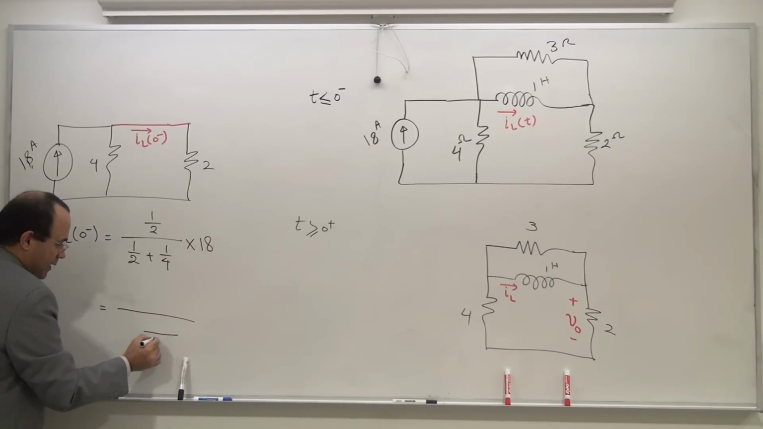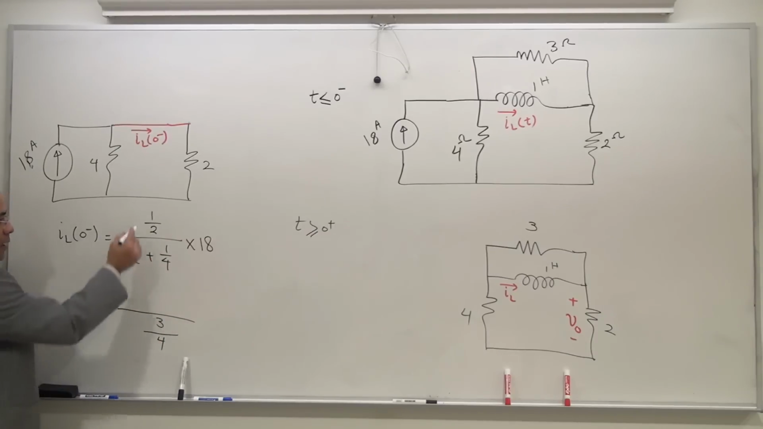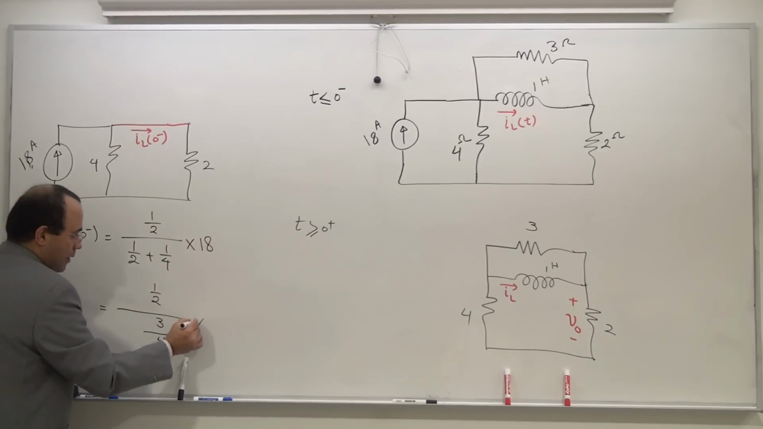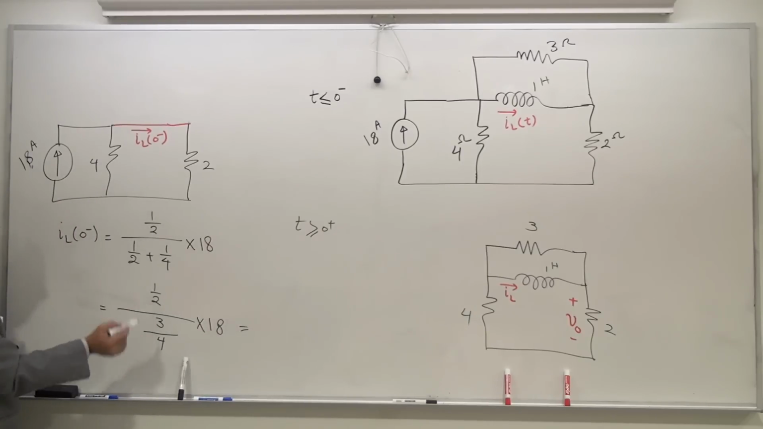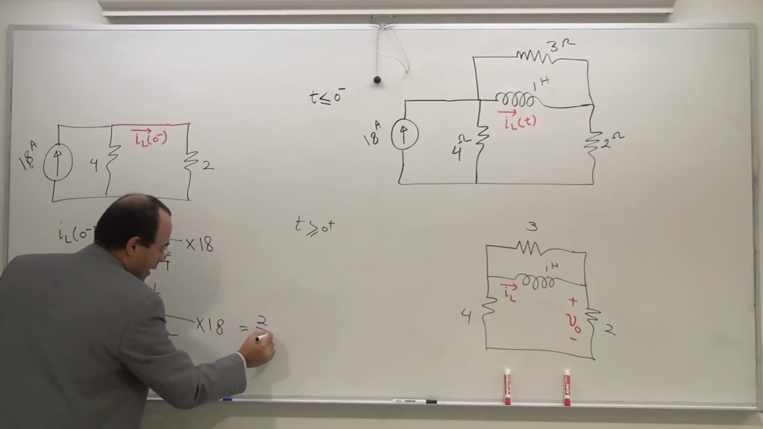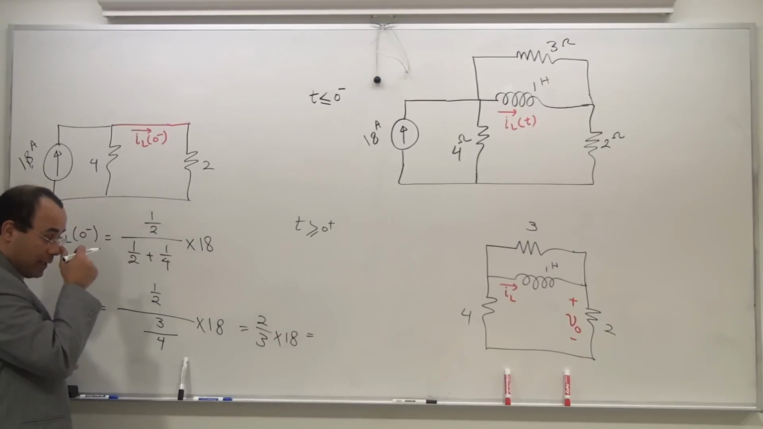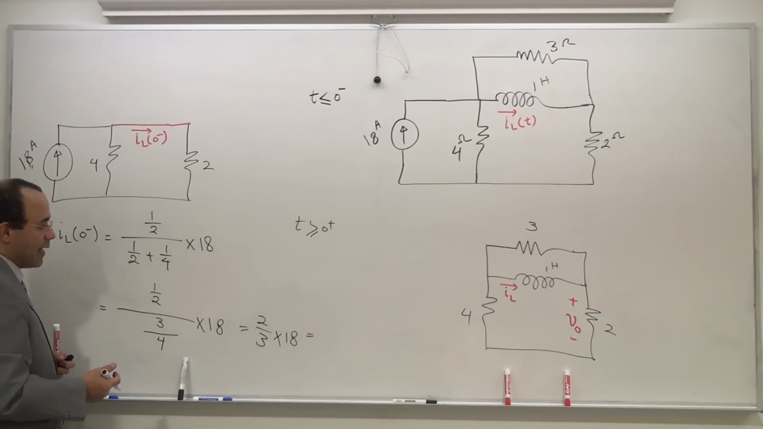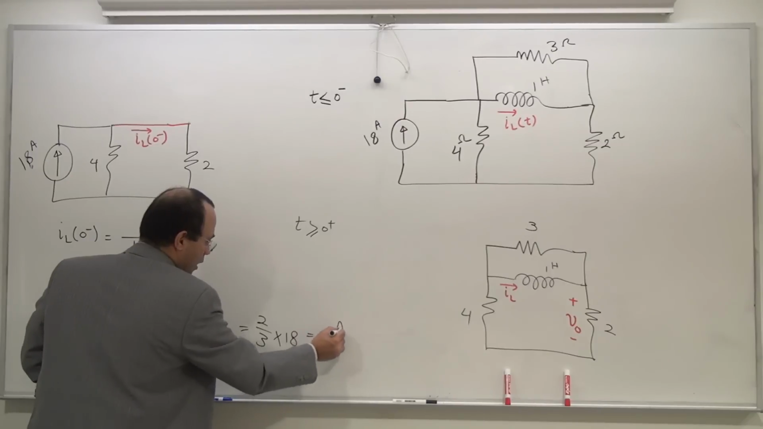And let's take the common denominator 4. 2 plus 1, that's going to be 3. 1 over 2 times 18. 4 comes on top, that's going to be 2 divided by 3. Again, I'm doing this manually, but you can obviously do this using the calculator. 3 and 18, that's going to give me 6. 6 times 2, that's going to be 12 amp.